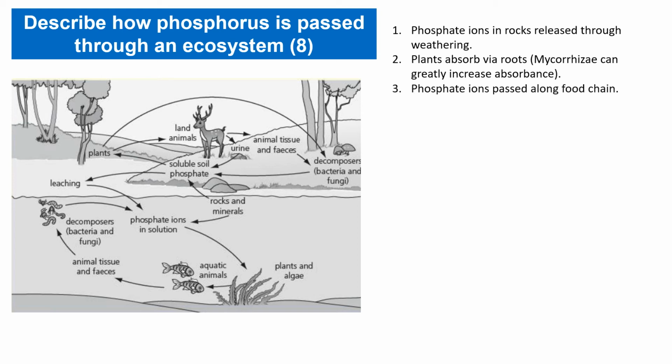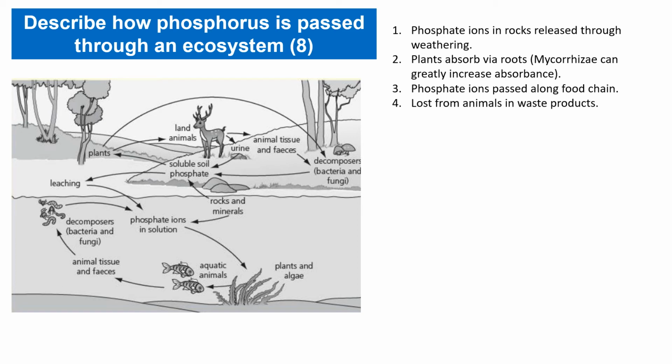And you might want to explain that mycorrhiza are a symbiotic fungus that live on the roots of the plants to increase the surface area, which greatly increases the absorption. The phosphate ions are passed along the food chain from the producer, the plant, to the primary consumer, to the secondary consumer, to however far you go.